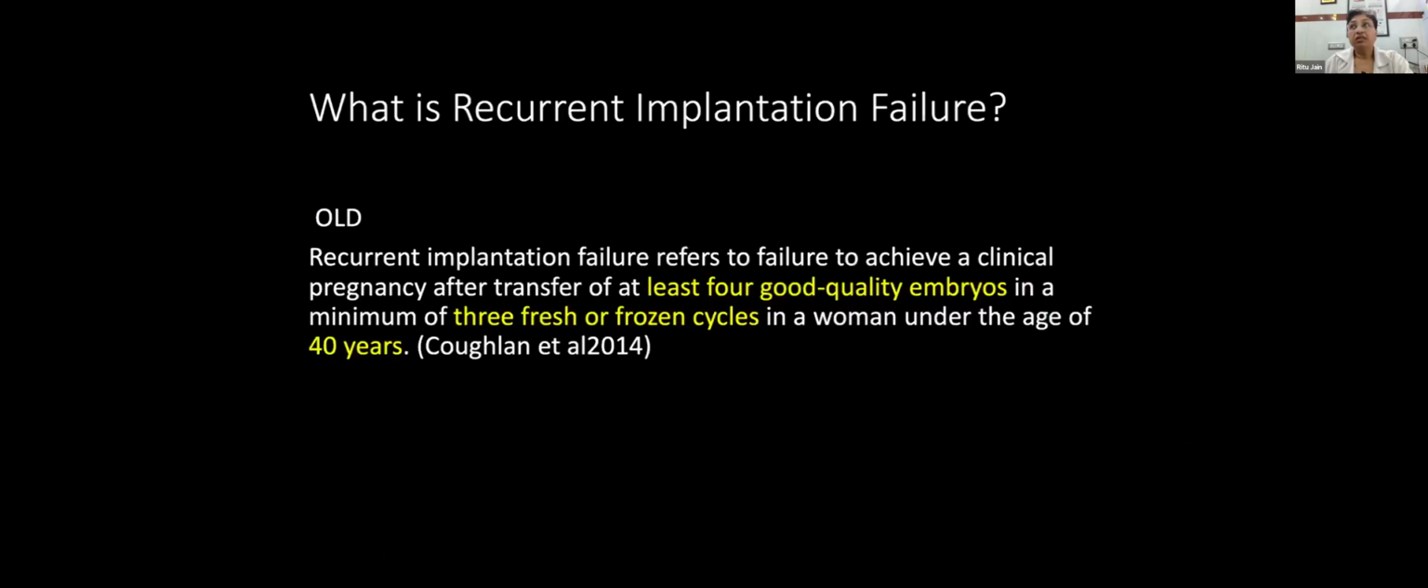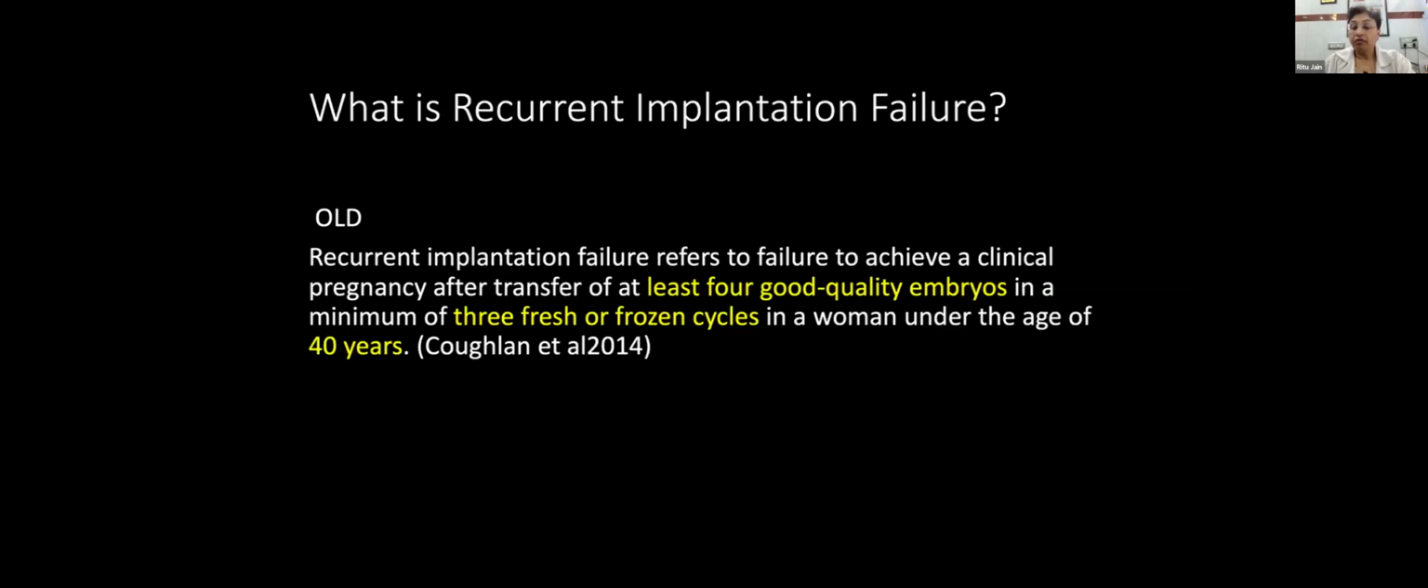So what is the definition of recurrent implantation failure? The old definition was at least 4 good quality embryos in a minimum of 3 fresh or frozen cycles in a woman under 40 years of age. This was the old definition in 2014. Definitely, couples above 40 also conceive. So, how do we define recurrent implantation failure in those patients?